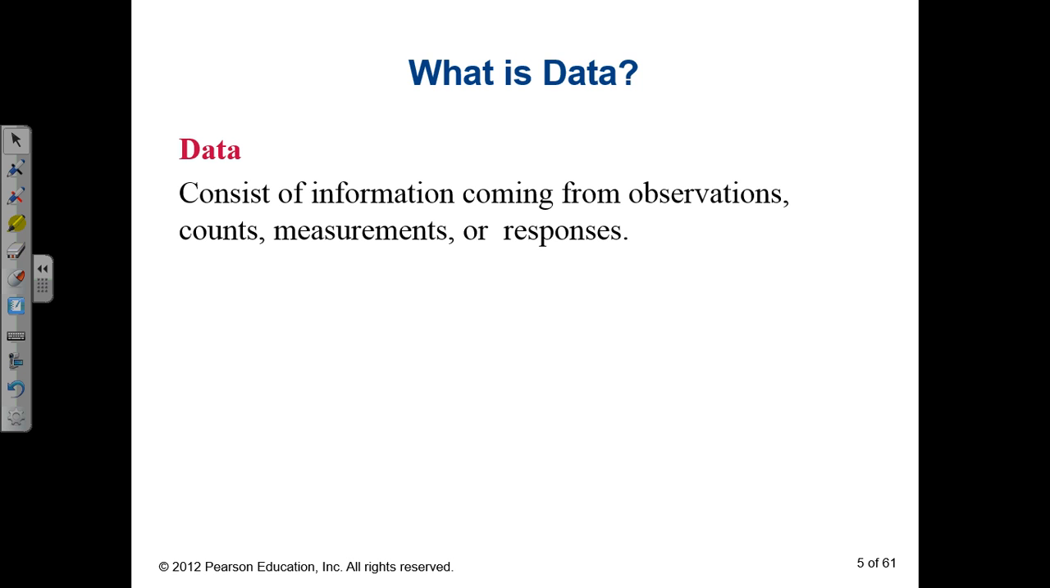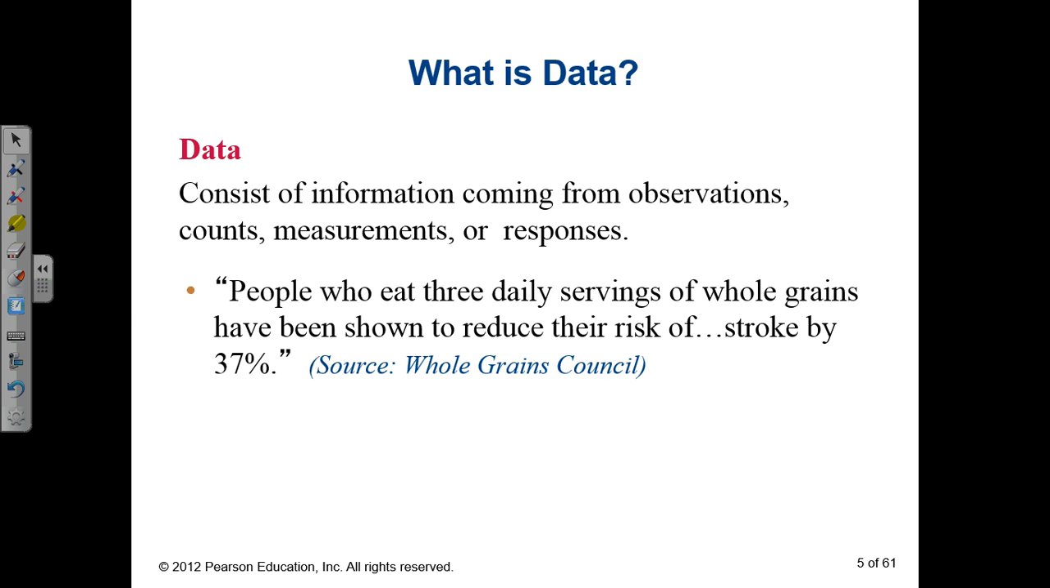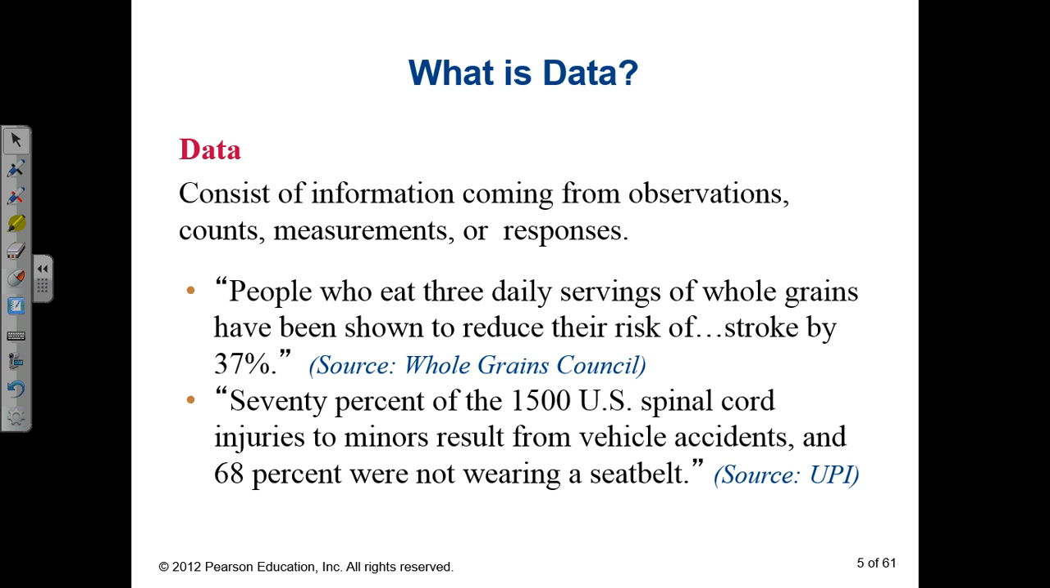All right, so data is the information that we're collecting. It's coming from observations. Maybe we're doing a survey, we're counting things, we're measuring things, or we're collecting responses to a question. For example, people who eat 3 daily servings of whole grains have been shown to reduce their risk of stroke by 37%. Someone actually did some kind of survey and asked people what they ate. 70% of the 1,500 U.S. spinal cord injuries to minors resulted from vehicle accidents, and 68% were not wearing a seatbelt. Again, somehow or other, some observations were made, some counts were done, and responses were taken.